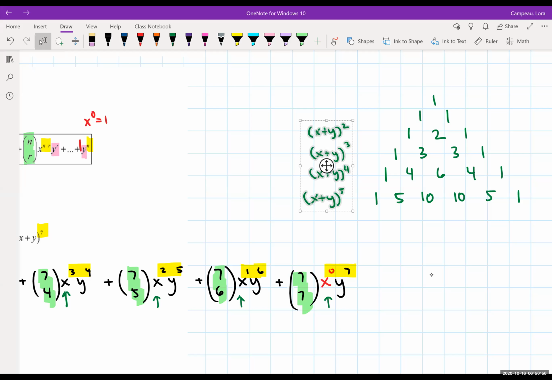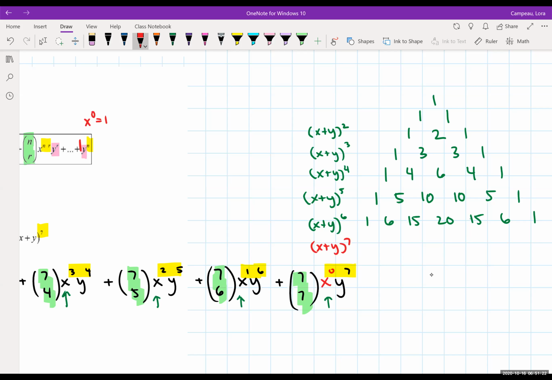So let's look at the next row. 1 plus 5 is 6. 5 plus 10 is 15. 10 plus 10 is 20. 10 plus 5 is 15. 5 plus 1 is 6. And we have a 1. This now leaves us with x plus y to the 6th. And what do we need? Something like x plus y to the 7th.